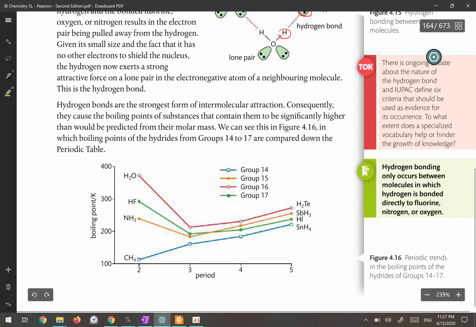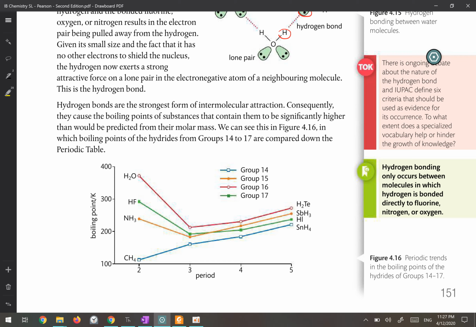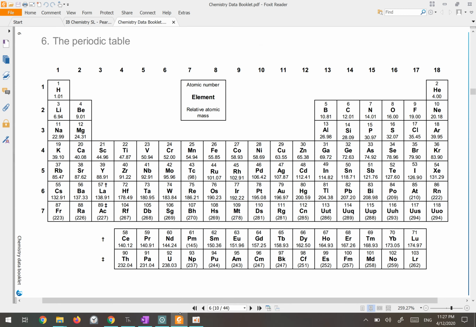Okay, so let's look at this graph. I want to explain this graph a little bit. It shows the boiling points of the hydrides of the elements in the different periods. So for example, in the first one, in group 14, we have CH4, SiH4, GeH4, SnH4. So what can you say about the intermolecular attraction between these molecules?